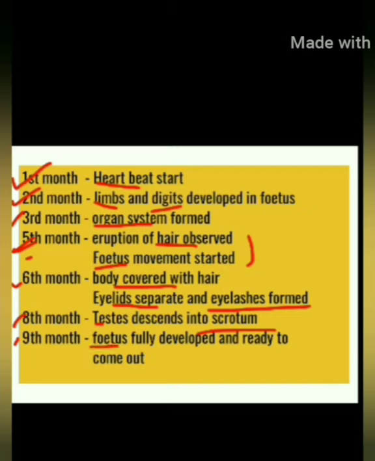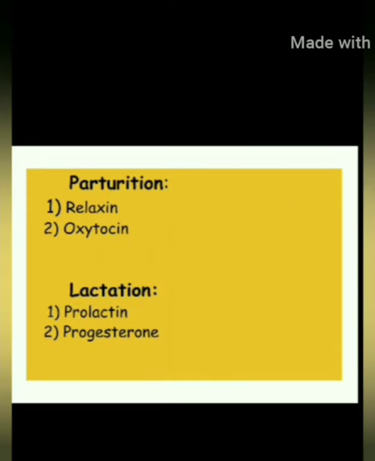The total period is about 9.5 months. That is the gestation period, the full development period of the fetus. Fine. Now after the fully mature fetus, what comes next? Obviously, now the fetus is ready to come out from the mother, and this process is called parturition.